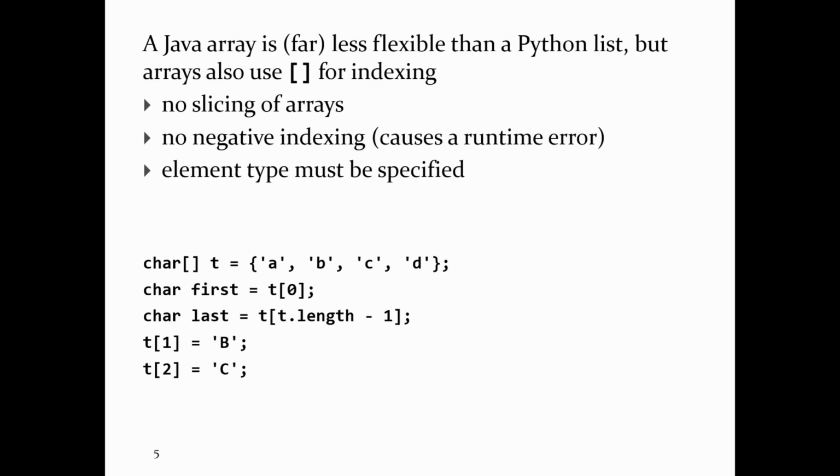Okay, so using the array, you can think of it as just like using a Python list, as long as you're using simple indexing. You can't slice an array like you can slice a Python list. You cannot use negative indexes. You'll end up with an error, which is called an exception in Java, and you must specify the element types.